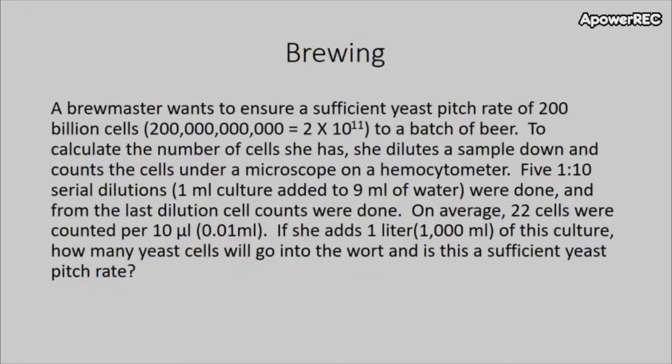Okay, our final question is a brewing question. A brewmaster wants to ensure they have enough yeast cells to brew a batch of beer. A sufficient number of yeast cells, which is called the pitch rate, is 200 billion cells. We could write that out as 2 with a bunch of zeros, in other words, 11 zeros, or we could just simply use scientific notation.